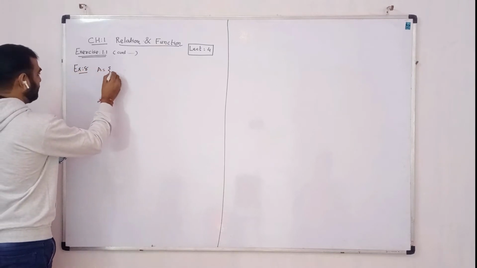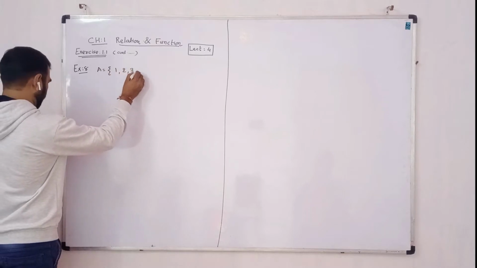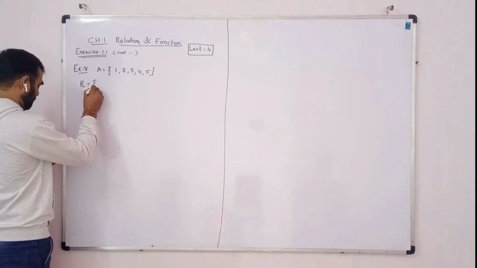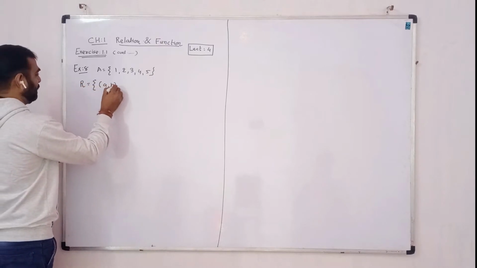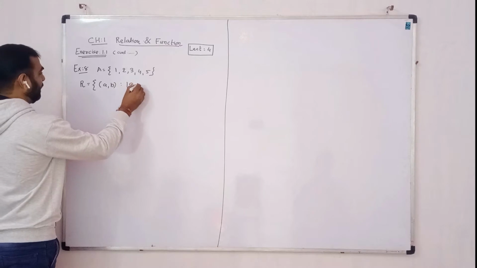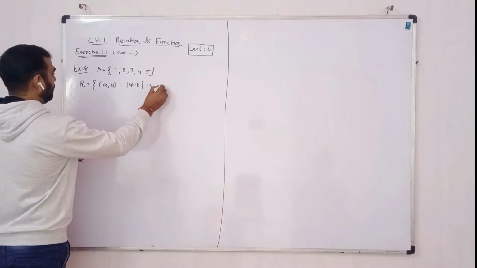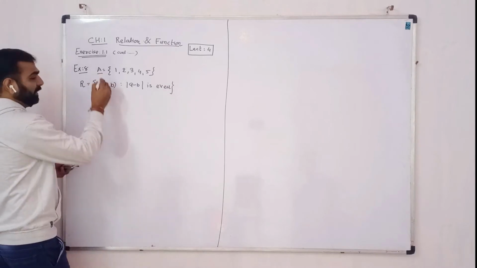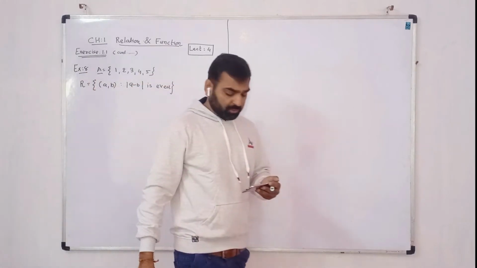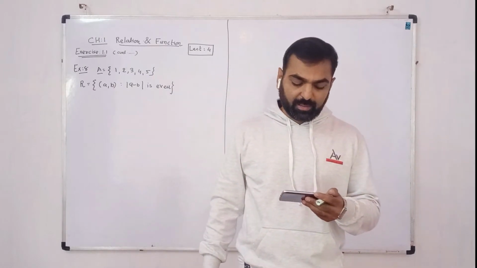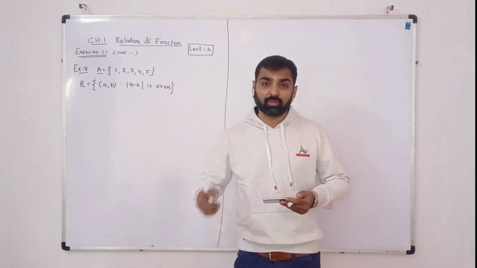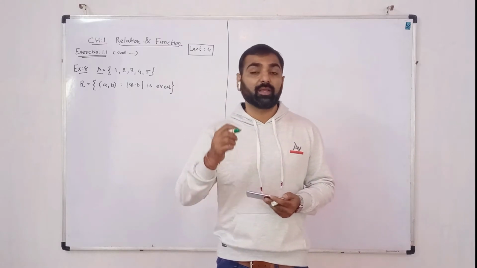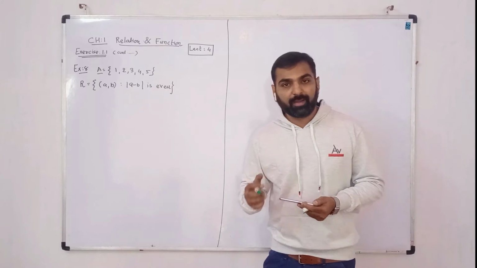In set A, that is 1, 2, 3, 4, 5, relation R is given as (a, b) such that the modulus of a minus b is even, when a and b are both taken from set A. Now you have to prove that R is an equivalence relation. We know that an equivalence relation must be reflexive, symmetric and transitive.